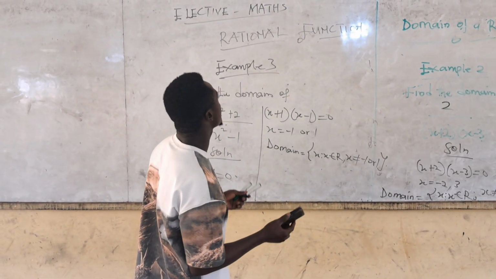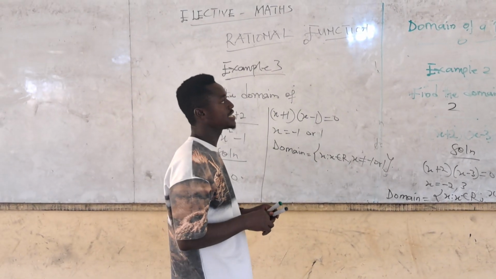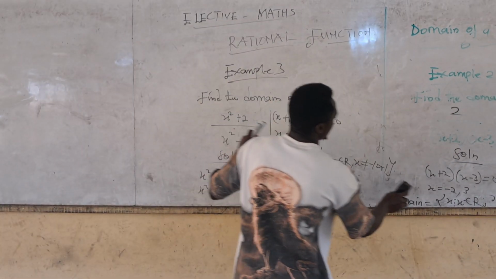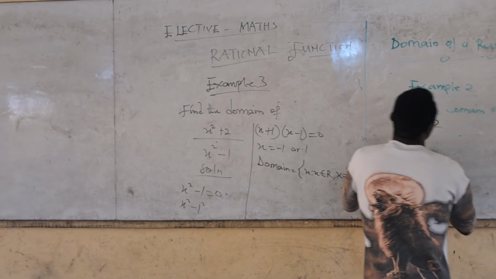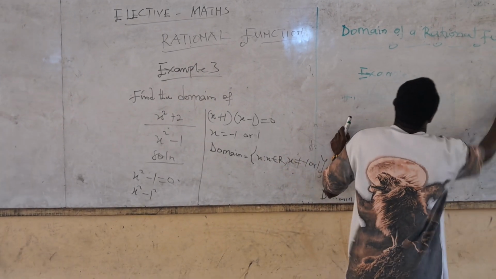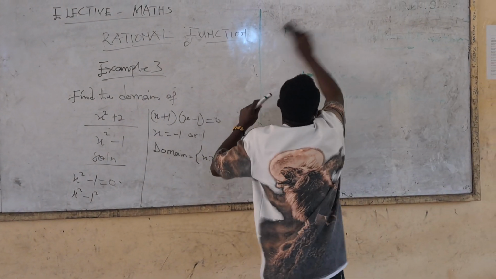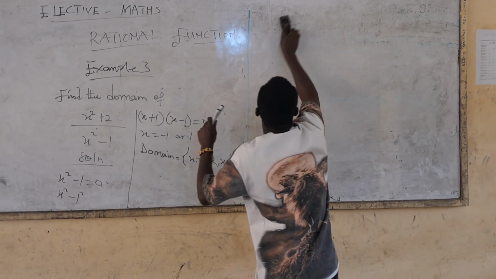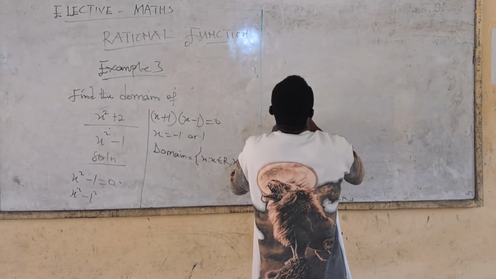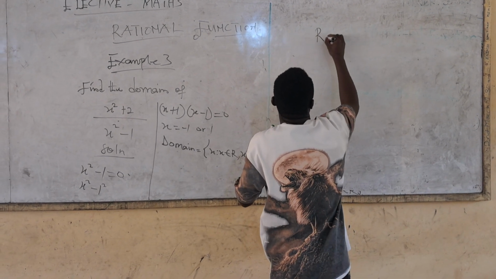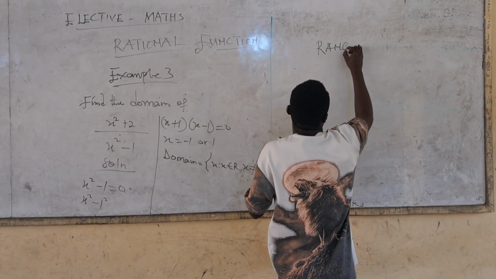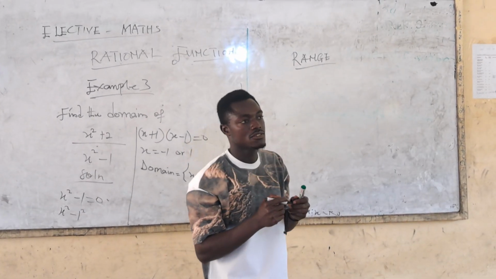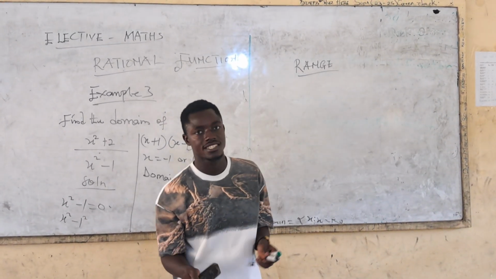Now let's look at another subtopic of the rational function, which is called range. So let's take an example. So what is a range? Let's start the topic, which is range in the rational function. Somebody may ask, what is range?